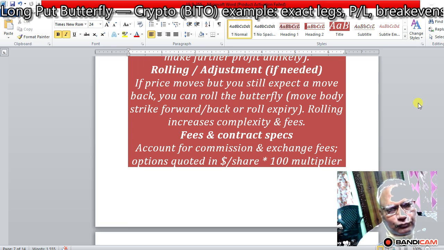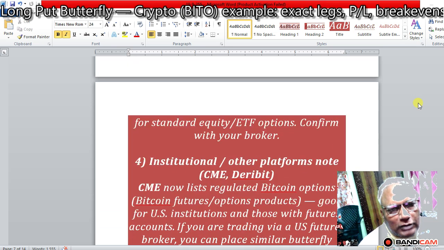Accounts: options are quoted in dollars or per share. Multiplier for standard equity ETF options is 100; confirm.